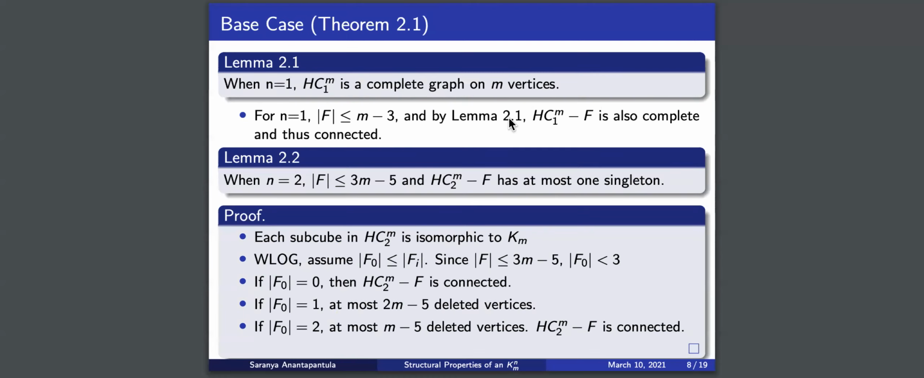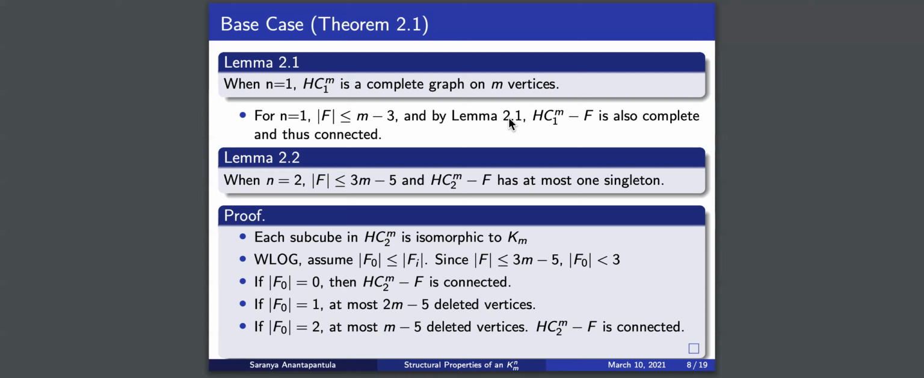So under our base case, when n equals 1, the graph HCM1 is complete on m vertices. Thus, when we delete up to m minus 3 vertices, the resulting graph is, of course, still complete, and that means it's connected.